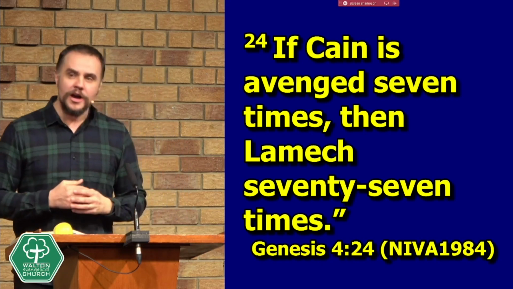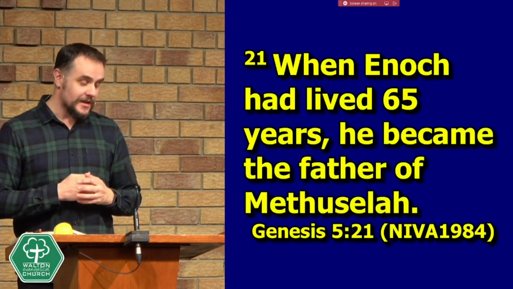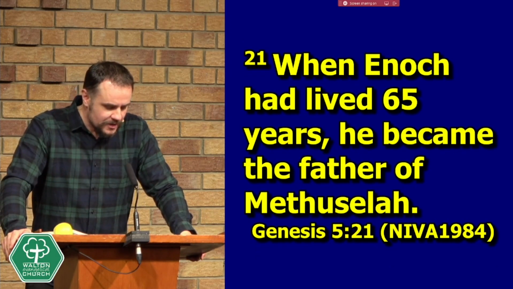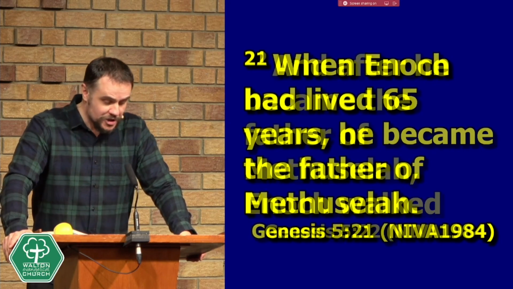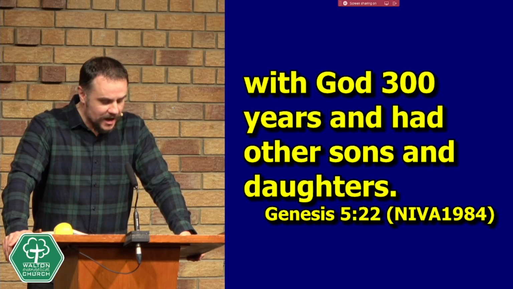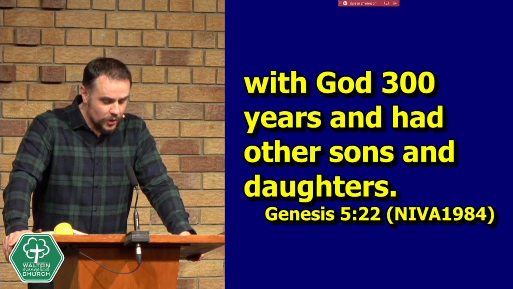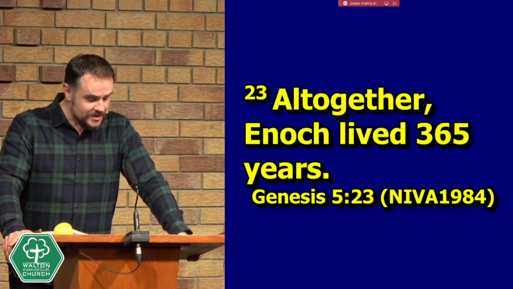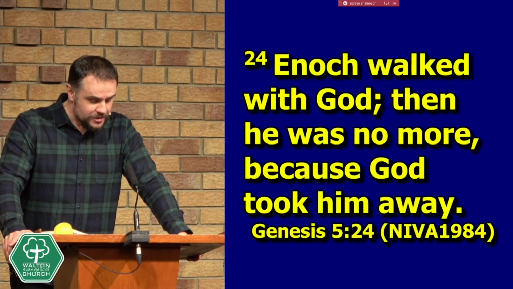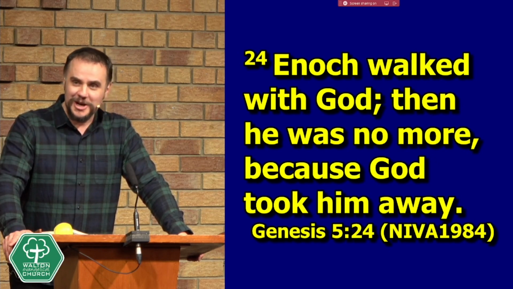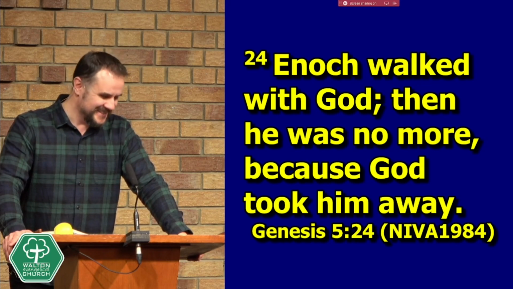When Enoch had lived 65 years, he became the father of Methuselah. And after he became father of Methuselah, Enoch walked with God 300 years and had other sons and daughters. Altogether, Enoch lived 365 years. Enoch walked with God. Then he was no more, because God took him away. I mean, it's so intriguing, isn't it?